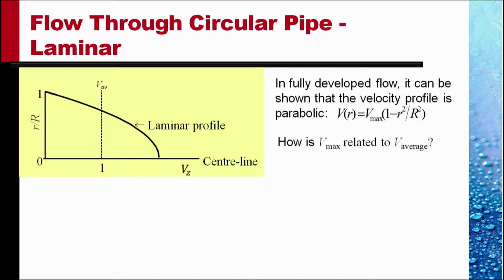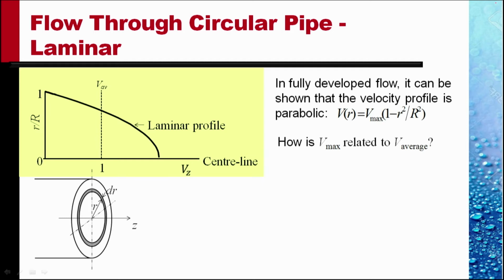How is V max related to V average? To calculate V average, we need to find out what is the flow that is taking place across the whole section of the tube and divide that by the area of the tube, and that will give you the average velocity.